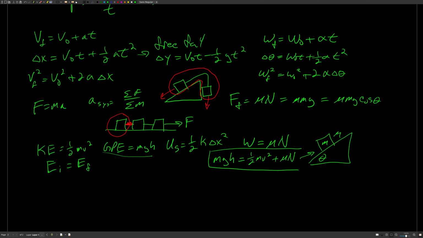And then after energy, you get into momentum, or maybe impulse before momentum, depending on how you want to look at it. Momentum is mass times velocity. Impulse is force times time. Impulse is change in momentum. And therefore, when we put all those together, force times time is mass times change in velocity.